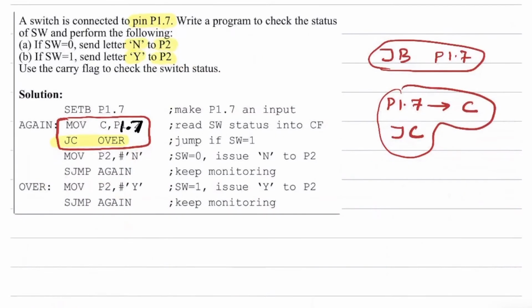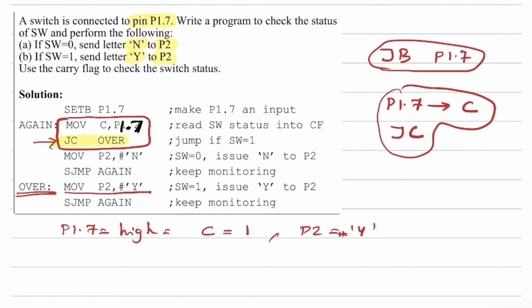So that's the only difference. How does this program work? If the switch is pressed, then P1.7 will be high. High means a logical 1, so carry will become 1. So if there is a carry, jump if carry. It will execute this particular line, in which we have written P2 as yes.